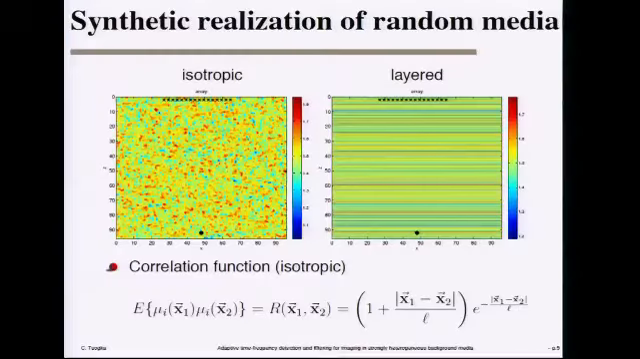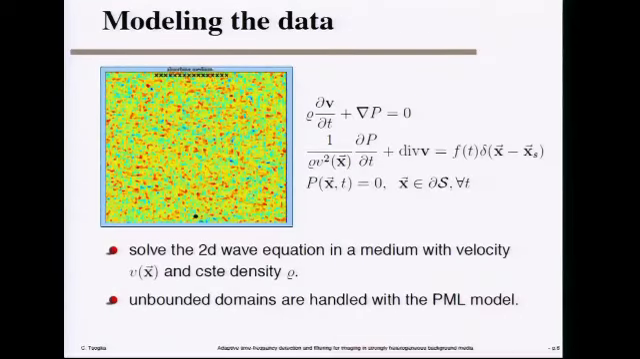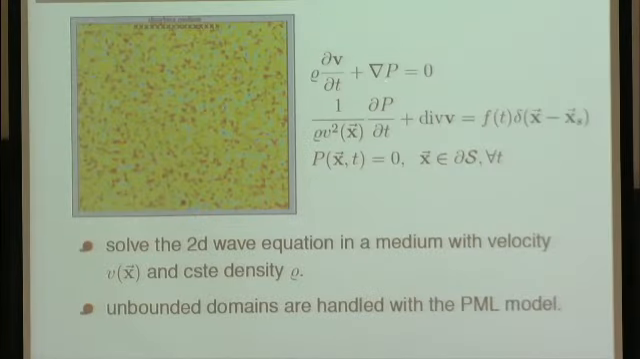Here is the correlation function I used to generate this media. So how do we model the data? As I said, the model here is the acoustic wave equation. I wrote it as a first order system of equations. It's linear. P is the pressure field, which is what we record on the array, and V is the velocity, the time derivative of the displacement, and the small v here is the model for the velocity that I had in the previous slide. The density rho of the material is assumed to be constant.